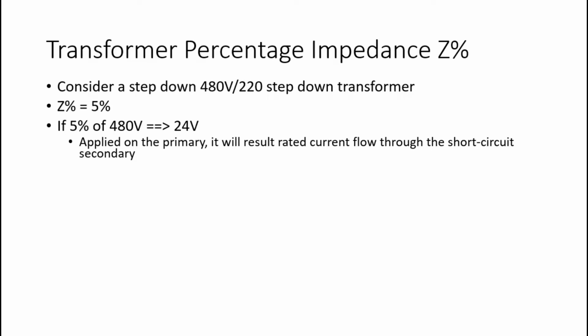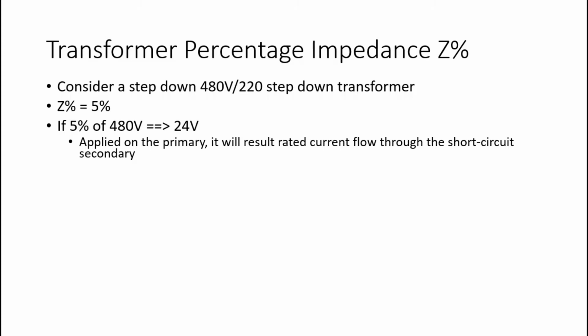I will repeat the definition. Percentage impedance is the percentage of the primary voltage which, when applied at the primary side of the transformer, gives you the rated electrical current flowing through the secondary when the secondary is short circuited. This is the definition of percentage impedance. So why do we need that? Why do we need to understand the percentage impedance?